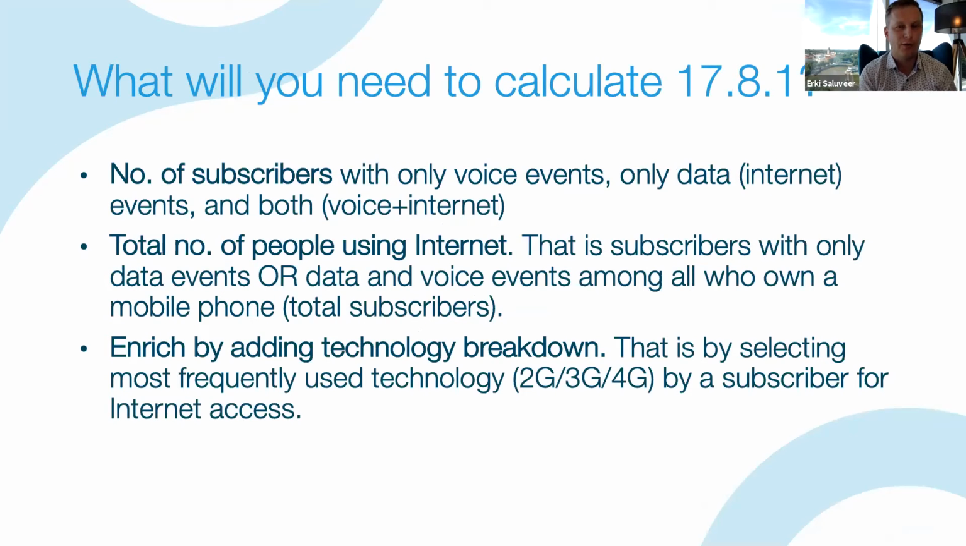To do the breakdown of internet usage and those who do not have internet usage, we would split subscribers into groups: the ones who only have call activity events, so voice events and SMS sending, for example, and those who use the internet, either only the internet or both voice and internet together. From those, we would do the technology breakdown using the most frequently used technology.